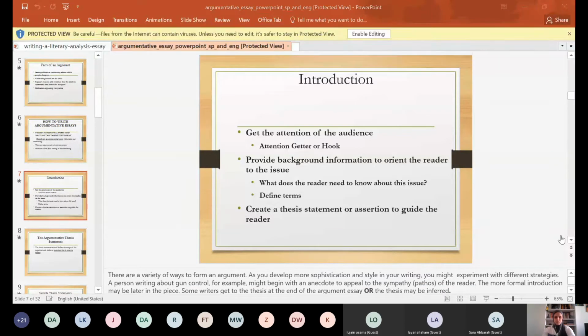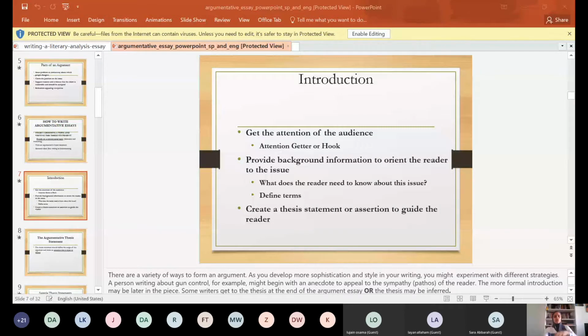Introduction: get a hook of the reader. Then I give background information about the topic. What I will talk about, I have to tell him. Any kind of writing, any kind of essay, there should be a background in the introduction, because I'm telling the reader what to read. What are you going to read about? What does the reader need to know about this issue? And I will say the terms of it.